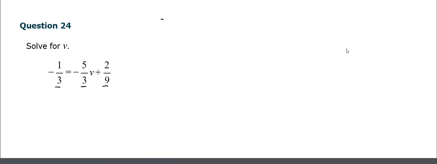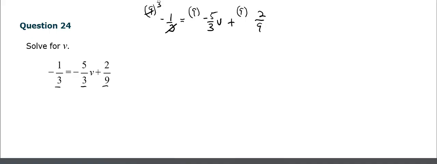So I'm going to rewrite this, negative 1/3 equaling negative 5/3 v plus 2 over 9. So I'm going to use the common multiple 9 and multiply each term by that common multiple. So as we did before, we reduce. So 3 goes into 9 3 times. And remember, don't forget your sign. 3 times negative 1 is negative 3.